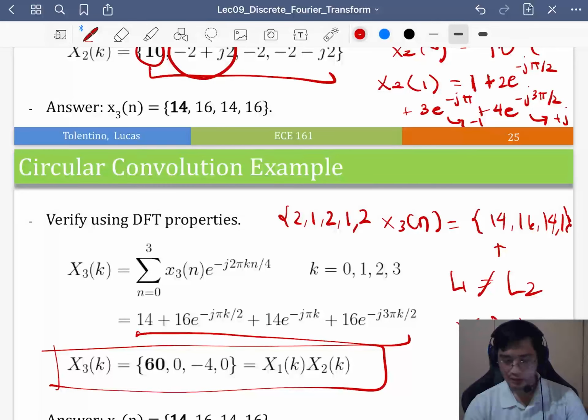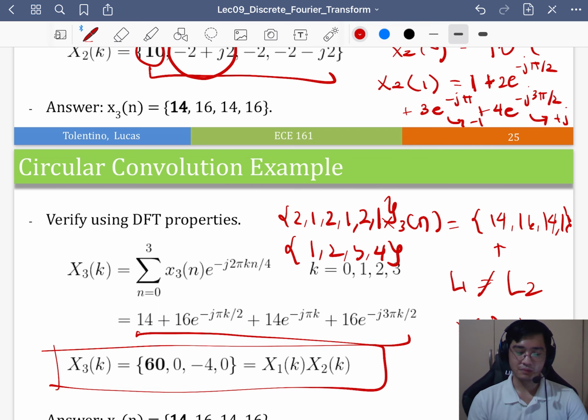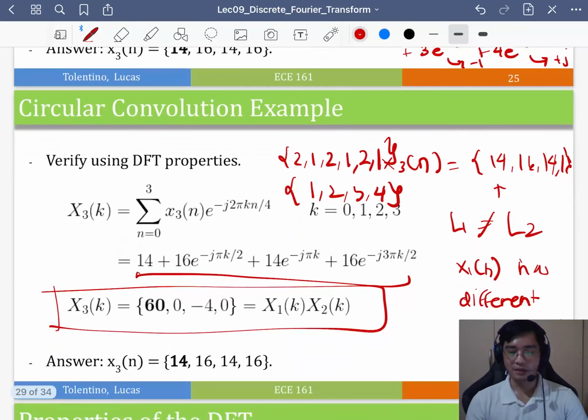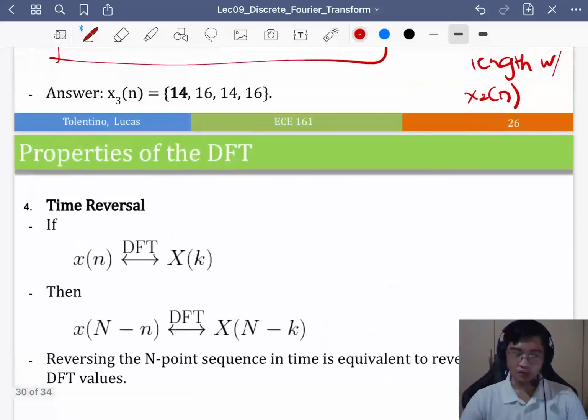What if we have 2, 1, 2, 1, 2, 1, and then 1, 2, 3, 4, and you do circular convolution on both? What will happen, or how can you do that? I want you to reflect upon that question and let us discuss it in the Piazza. So there you have it, circular convolution, and some other properties.